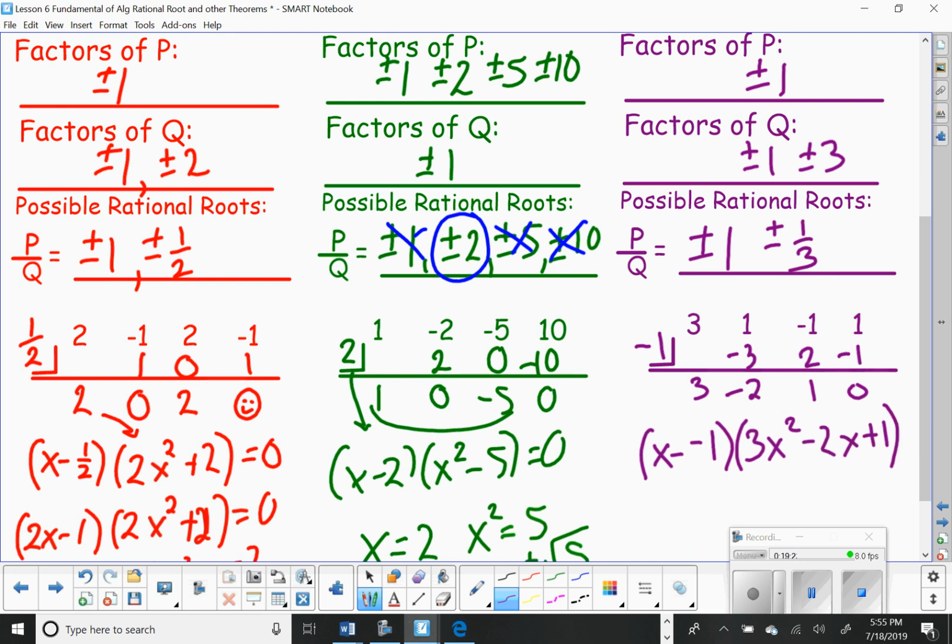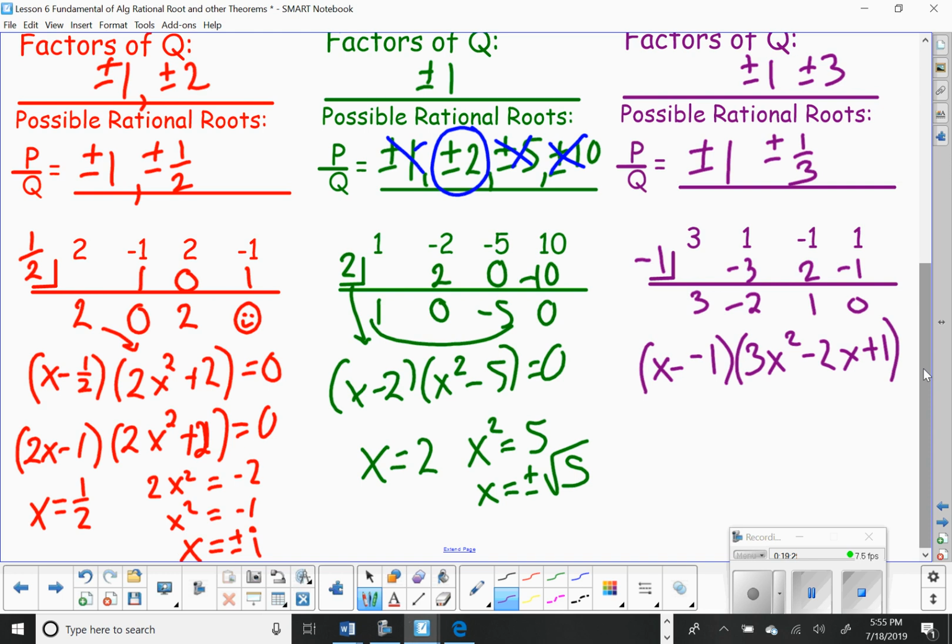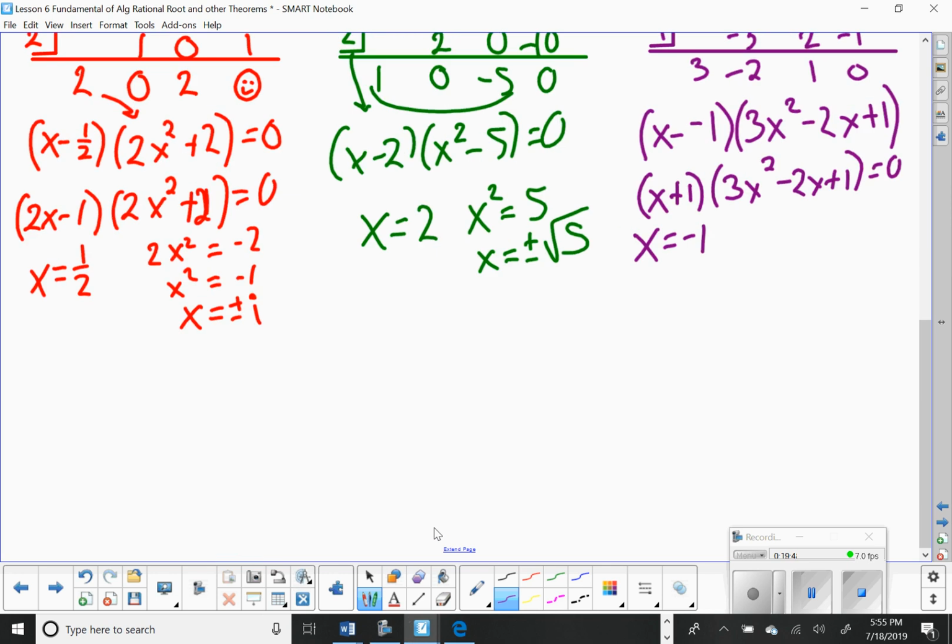I could also tell from the graph that there are no more real roots. So the other roots must be imaginary, which also means I need factors of 3 that add to -2. That's not going to happen. So I've got x plus 1, 3x squared minus 2x plus 1 all equals 0. Here I know x is equal to -1. To find the other two x's, I'm going to need to use the quadratic formula.